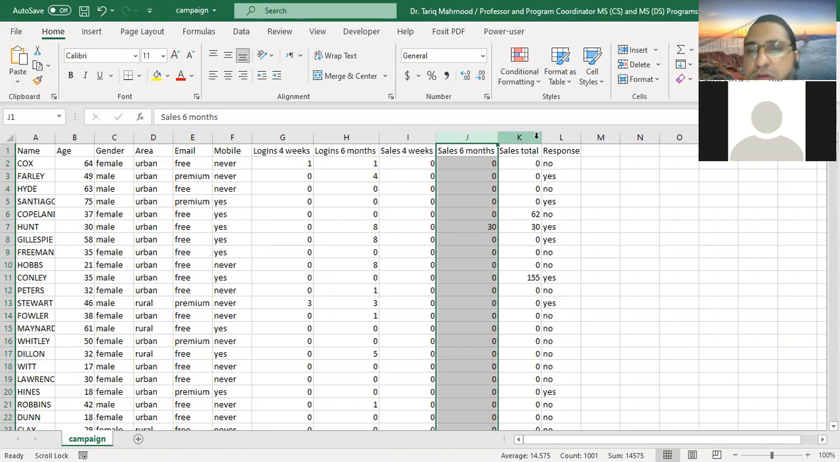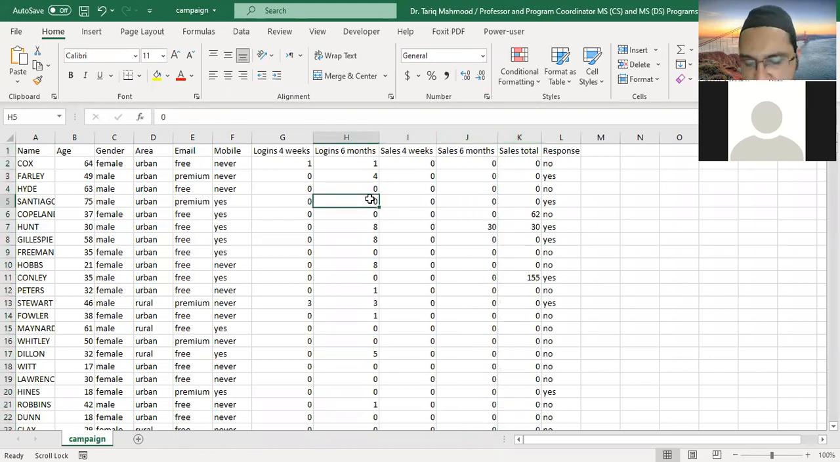Okay. So in this case, what you can see here is that I have typical variables for a marketing campaign. I don't know why it is getting stuck.